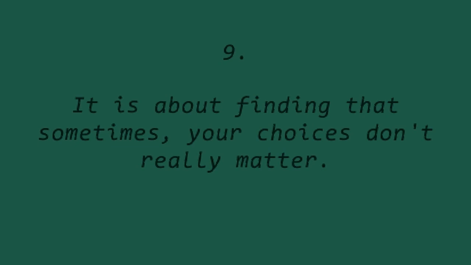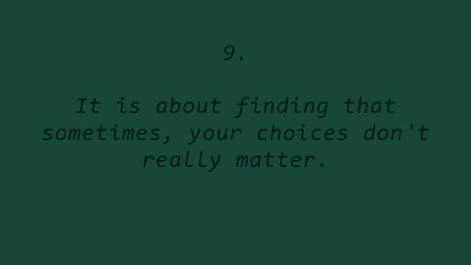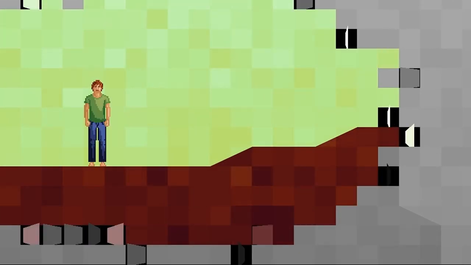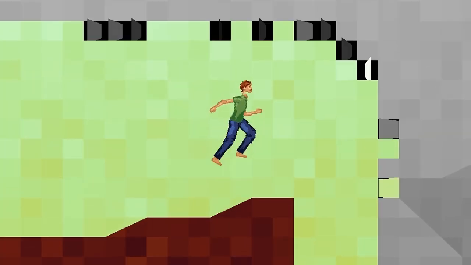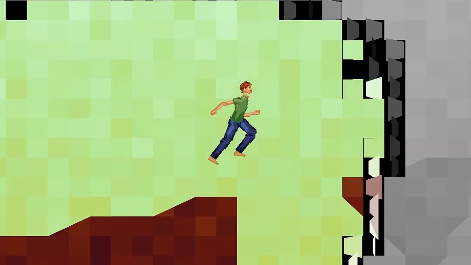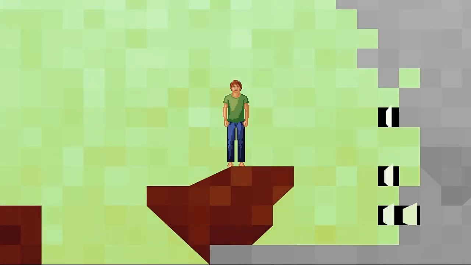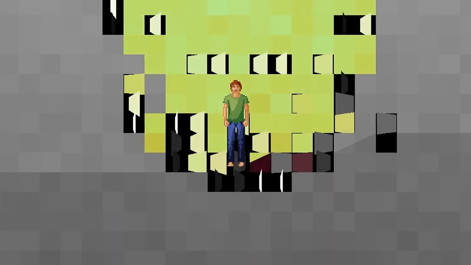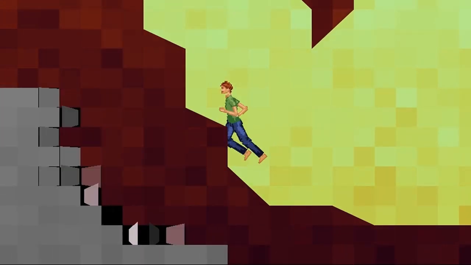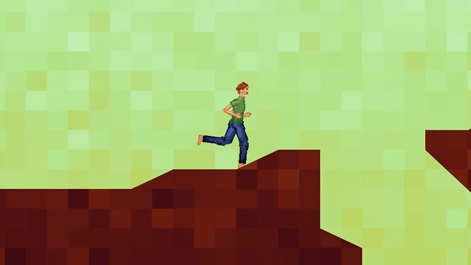It's about finding that sometimes your choices don't really matter, so I suppose if I had gone right there, I might have ended up in the same place anyway. I really, really like the flipping of those tiles as we go past them. It's sort of like some of those artists that do work in post-it notes, where they just have thousands and thousands of them in different colors, and they all form a greater image.